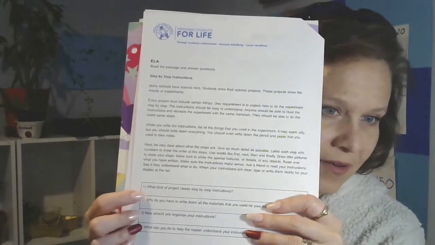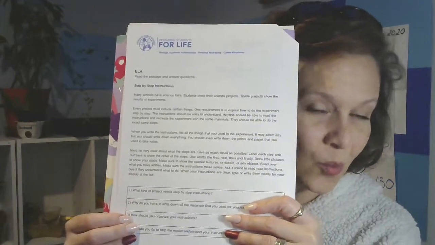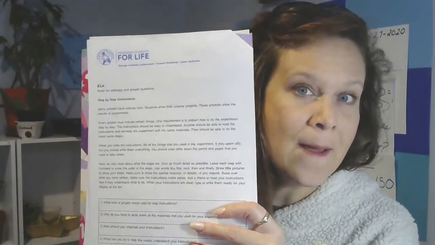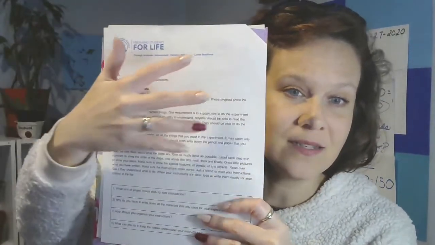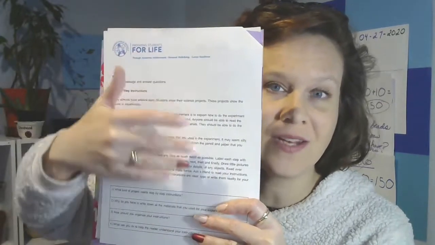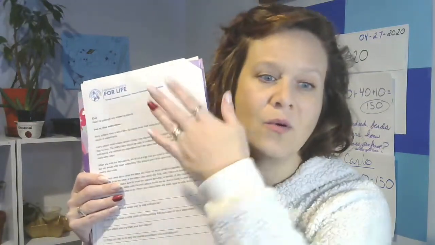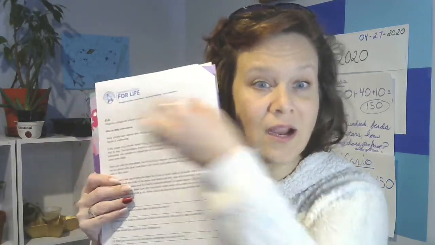So remember, when we answer the questions, we are going to go back to our passage and make sure that we find the evidence in the passage. So we've activated our knowledge. We're thinking about how can we relate to what this passage was talking about. But now that we're going to answer these questions, we're going to make sure we're pulling our answers from our reading. So the first question says, what kind of project needs step-by-step instructions?